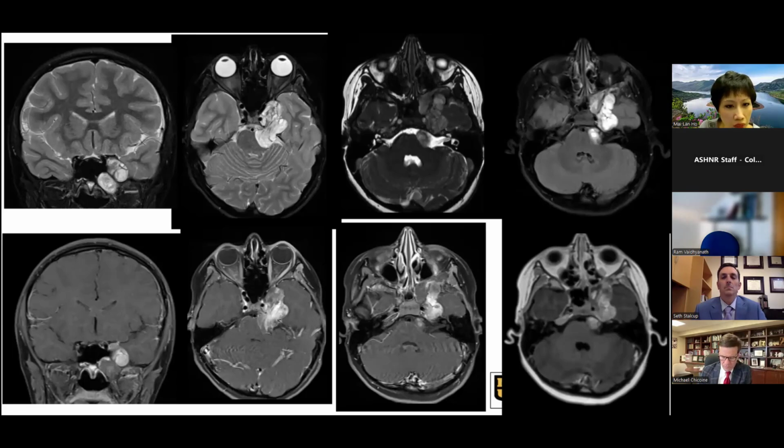The signal characteristics are combined, solid and myxoid. And it's obviously a slowly progressive lesion with these lobulations and the smooth bone remodeling.